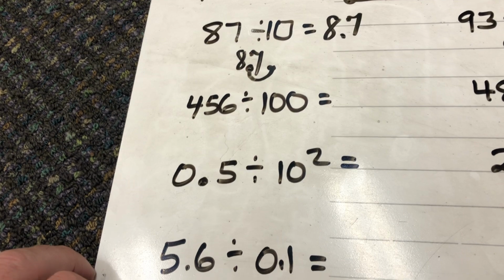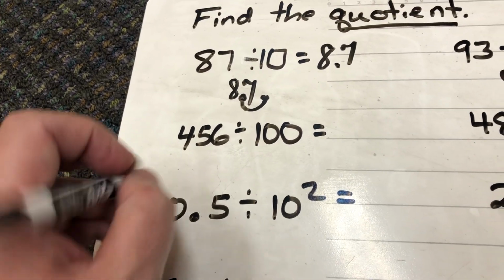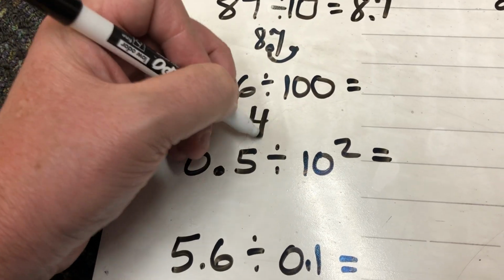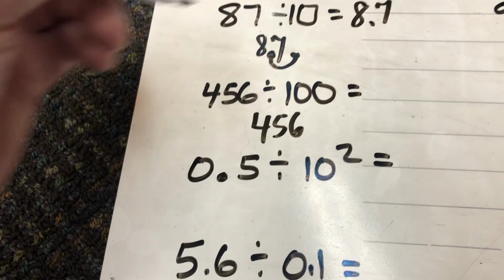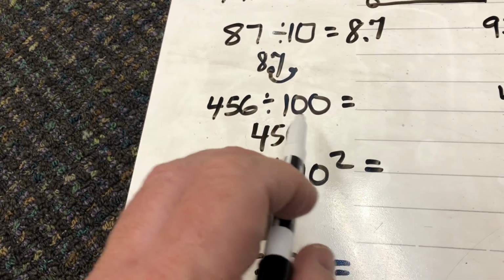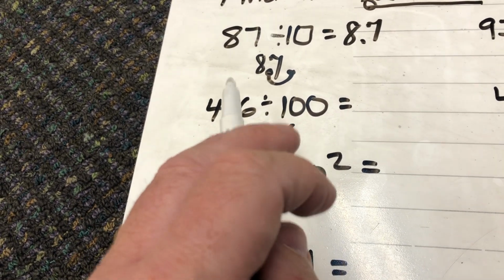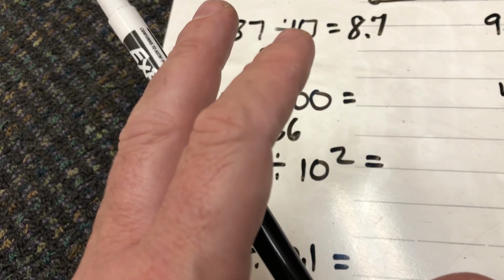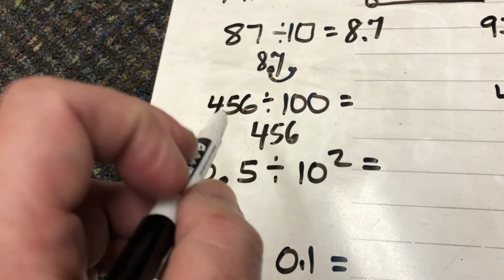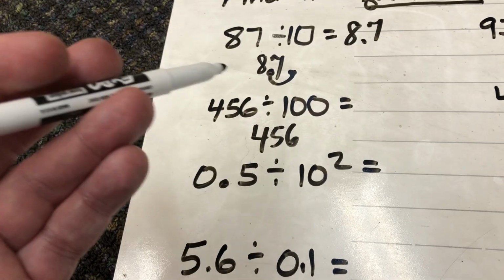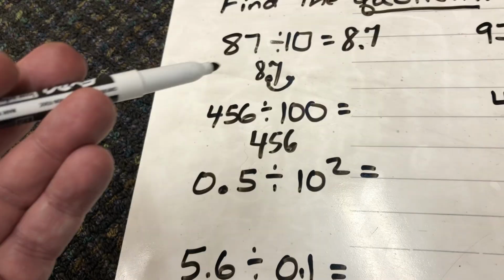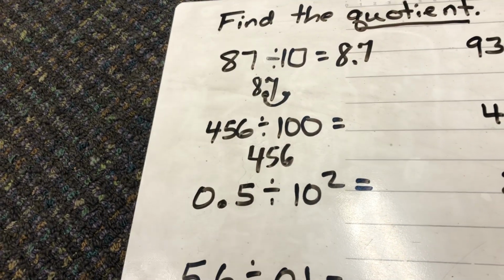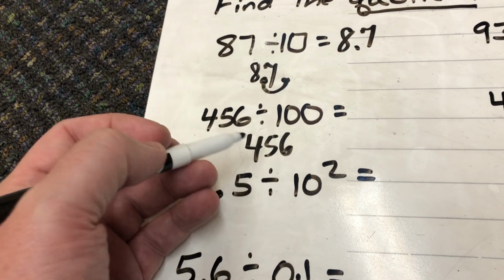So now I'm going on with dividing by 100. 456 divided by 100. Well, if I have 456, this is a base 10 number. Remember, base 10 numbers are numbers that start with the digit 1, and then they're just followed by zeros. So 10, 100, 1,000, 10,000, 100,000, 1 million, and so on. Those are all base 10 numbers.